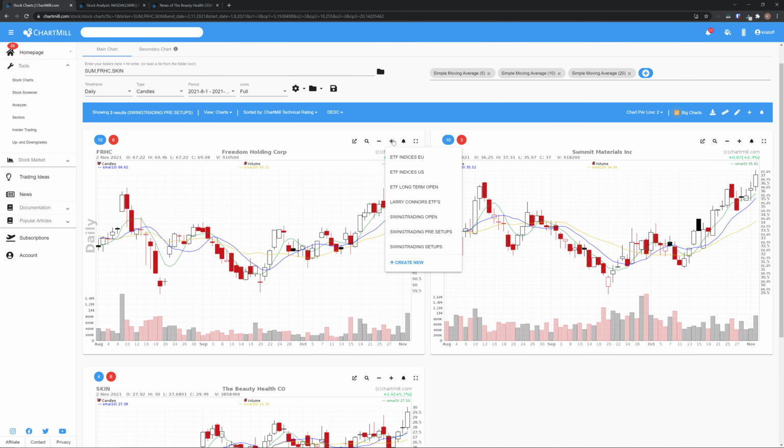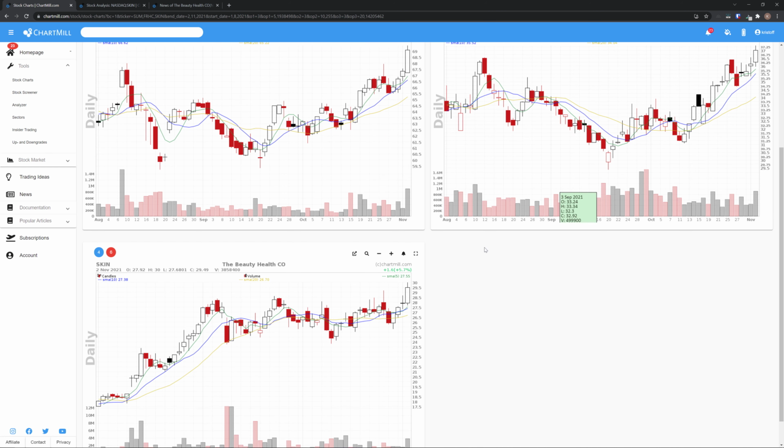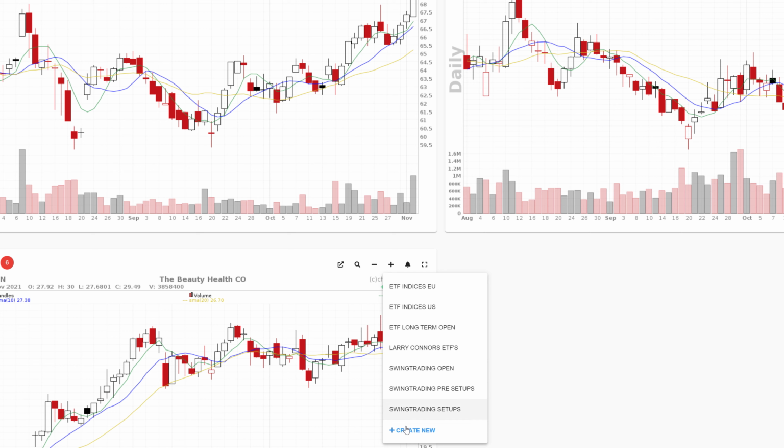Each stock is reviewed individually in this way and may or may not be retained for the final setups list. Those that remain are added to the setups watch list, and the pre-setups watch list is then emptied.